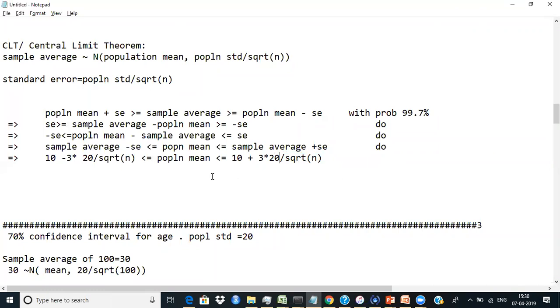Now, in a real scenario, you will know the population standard deviation, but you obviously will not know the sample size because you have not calculated it. You want to find the sample size, which means you do not have the sample. So you will not know this quantity.